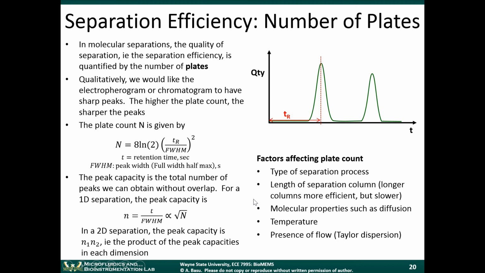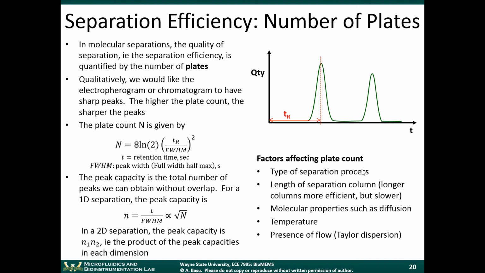So the factors affecting the plate count, as Hamid said, the length of the separation column is one of the factors. Longer columns are more efficient, but they're slower. They take a longer time to complete the analysis. It also depends on the molecular properties like diffusion, depends on temperature, depends on the presence of flow, like Taylor dispersion. If you're doing separation inside a microchannel, if you have Taylor dispersion, that will affect your separation efficiency. And it also depends on the type of separation process. We've been talking about gel and capillary electrophoresis thus far.